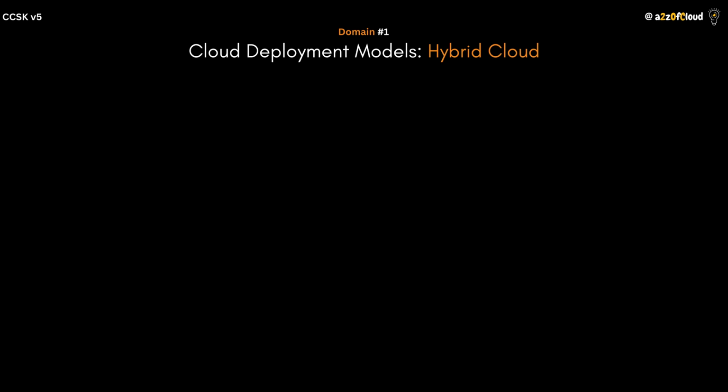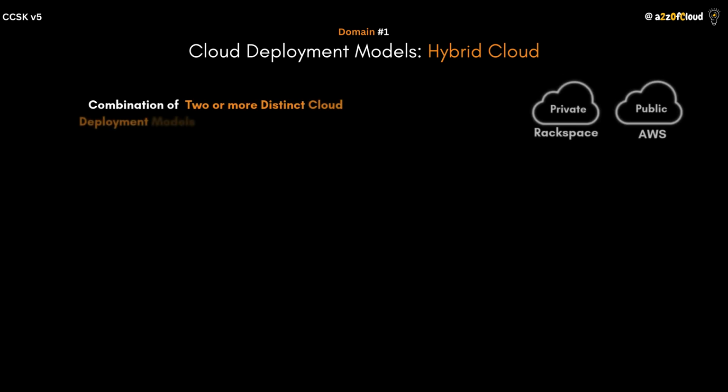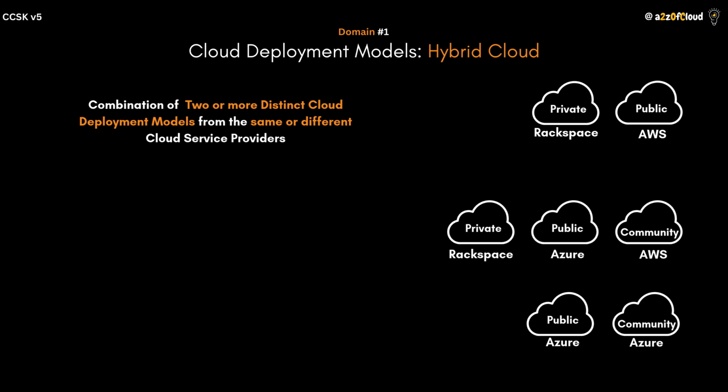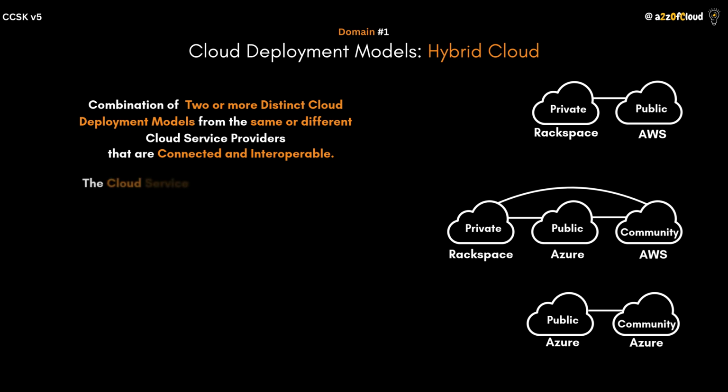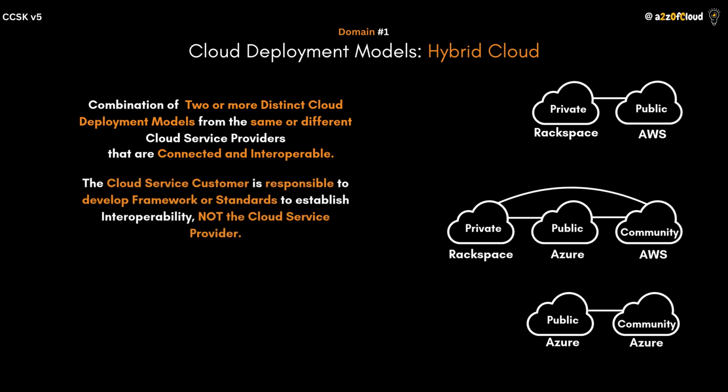Hybrid cloud, a cloud computing environment that combines two or more distinct cloud deployment models from the same or different cloud service providers that are connected and interoperable. In hybrid cloud, the cloud service customer is responsible to develop framework or standards to establish interoperability, not the cloud service provider. A leased line, VPN configured by the cloud service customer or internet can be used to establish communication between the cloud deployment models.